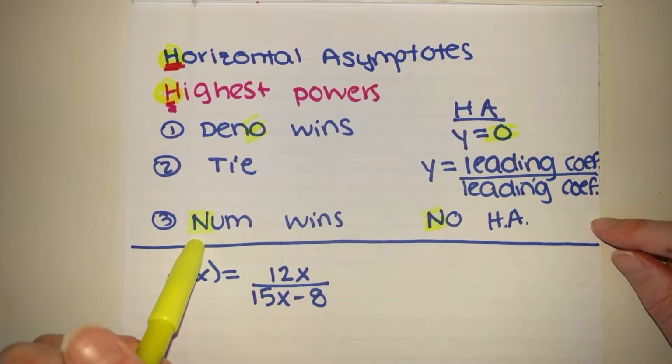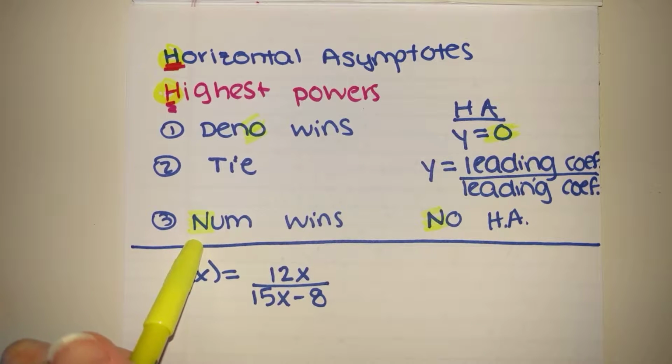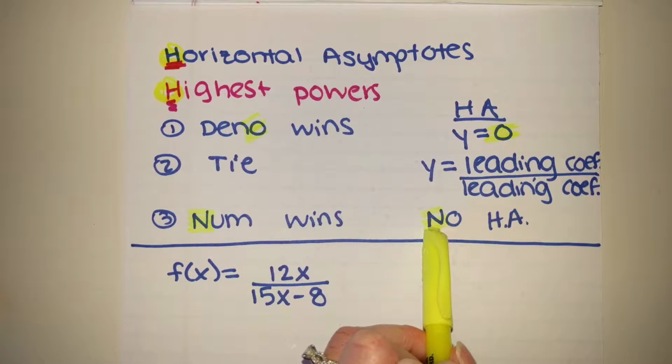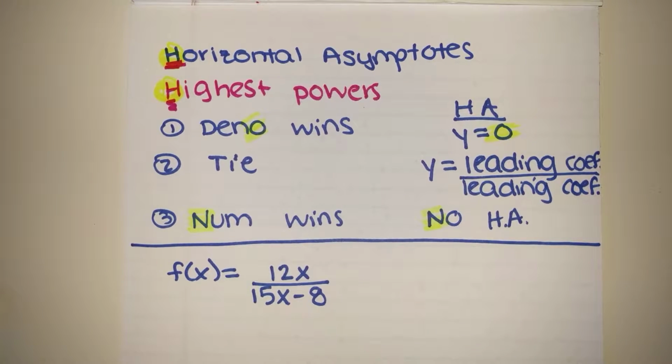And then if the numerator wins, the number is just getting bigger and bigger and bigger in the numerator as you go out to infinity. And so there will be no flattening out of the graph and therefore no horizontal asymptote.